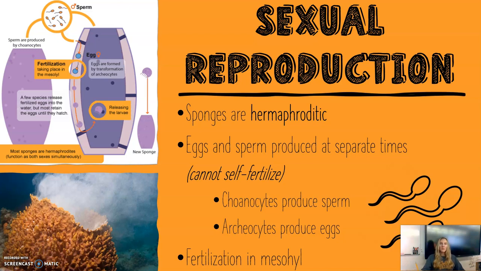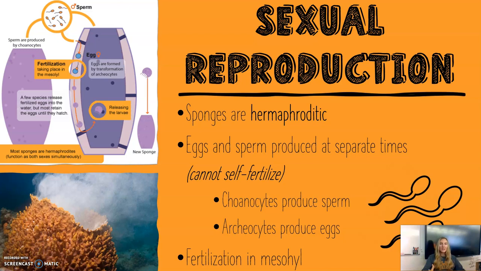Next, we're going to talk about sexual reproduction. Believe it or not, sponges do release sperm and egg cells. That's actually what's happening right here. A single sponge is going to produce both gamete types, which is called being hermaphroditic. A key thing to note is a sponge is not going to self-fertilize its own eggs.